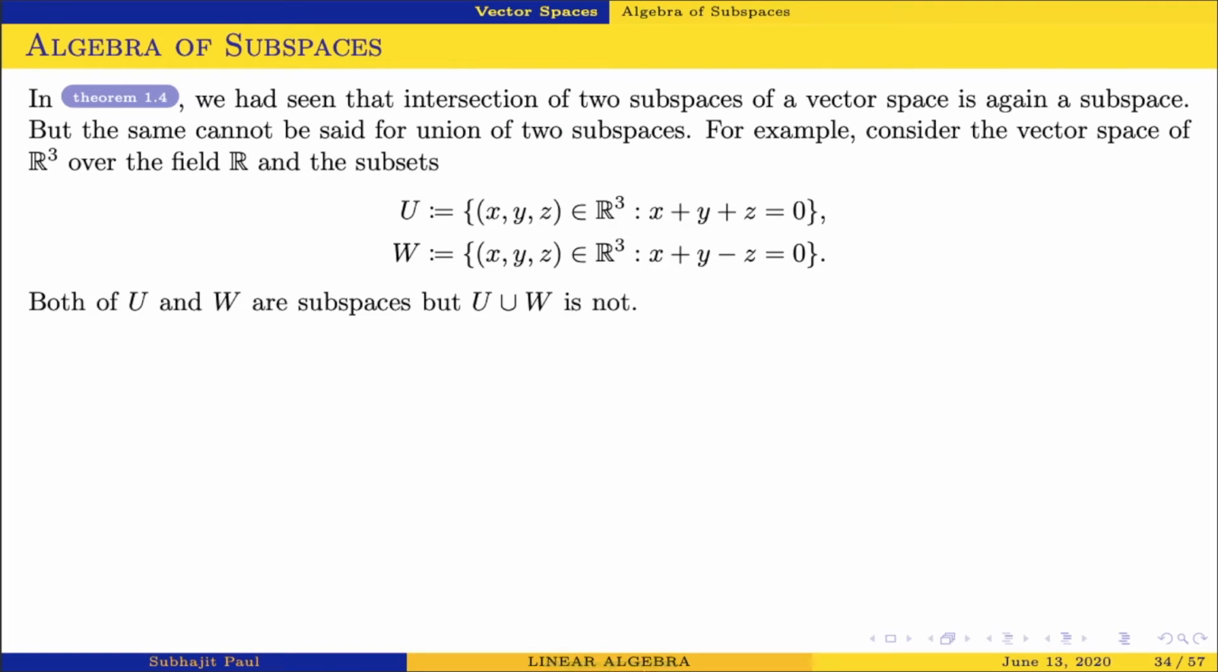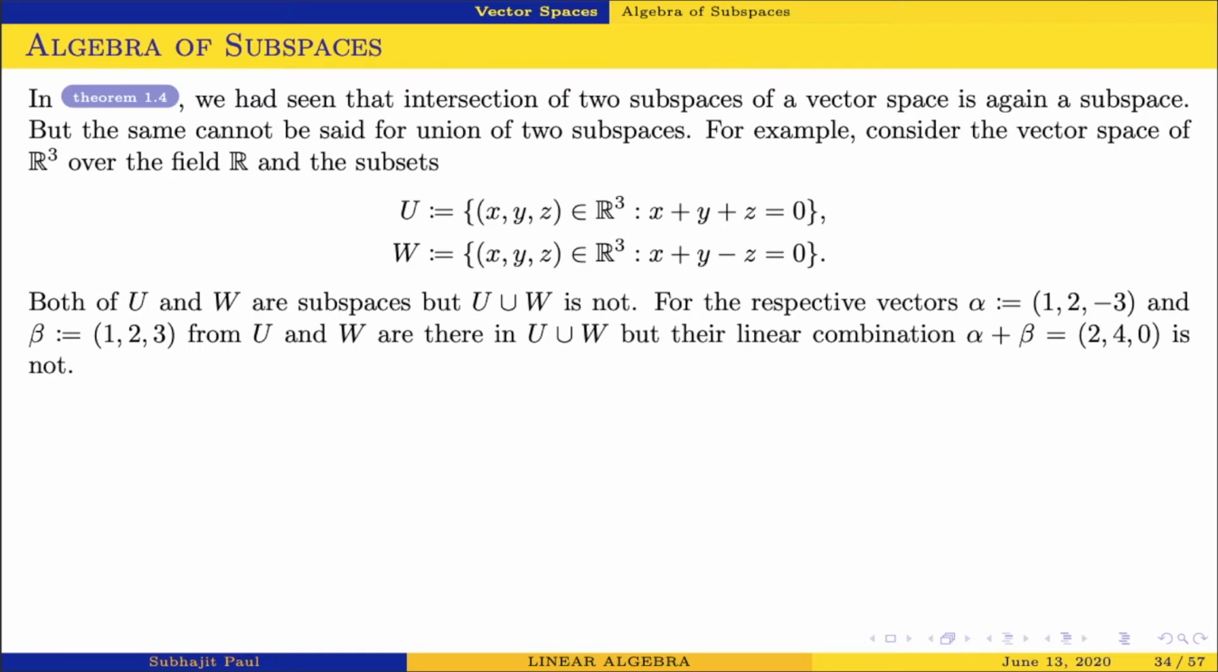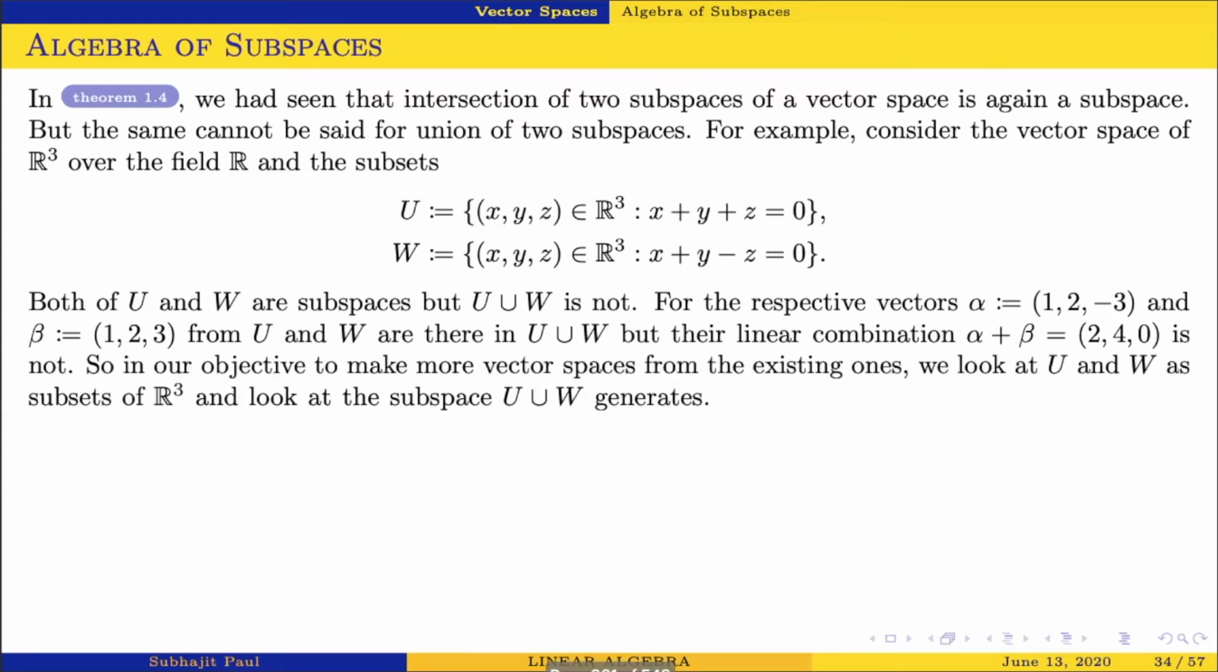Now both U and W are subspaces, but U union W is not, because the respective vectors alpha, that is (1, 2, minus 3), which is coming from U, and beta, that is (1, 2, 3), coming from W, are there in U union W, but one particular linear combination, alpha plus beta, that is (2, 4, 0), is not there in U union W. So therefore U union W is not a vector space for this particular chosen example.